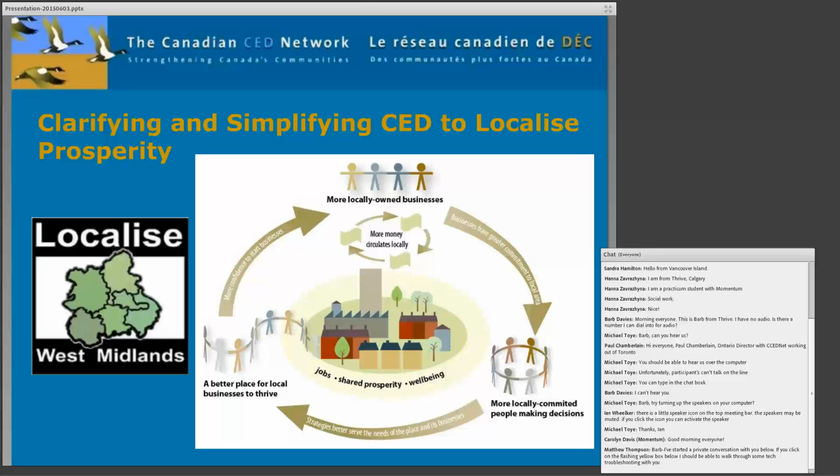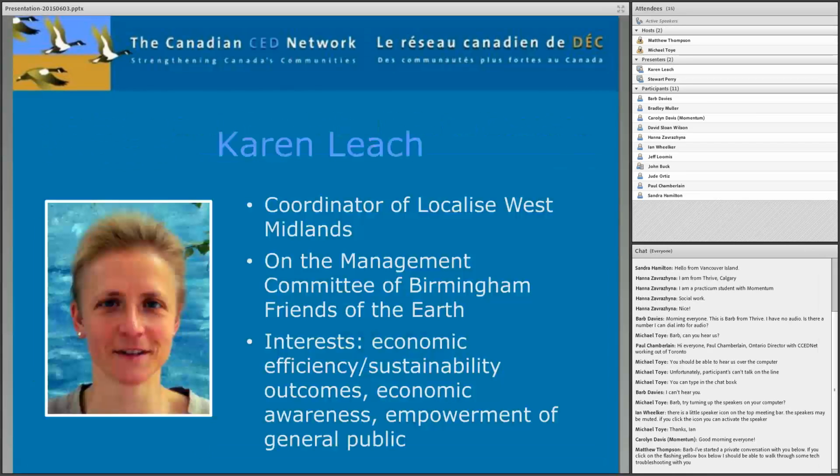Very good. So without further ado, it's my pleasure to introduce Karen Leach. She's been coordinator of Localise West Midlands since it was created in 2002, and she's responsible for the organization's strategy and delivery in conjunction with its board. Her professional interests are in economic efficiency in terms of sustainability outcomes and in economic awareness and empowerment amongst the general public. She's also on the management committee of Birmingham Friends of the Earth, which runs an environmental community center called The Warehouse, and was formerly campaign support officer at Birmingham Friends of the Earth.